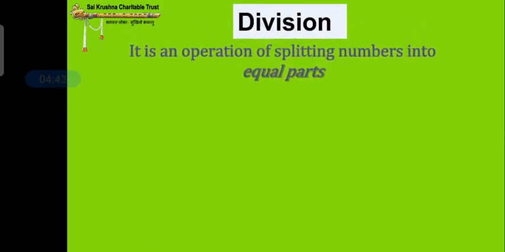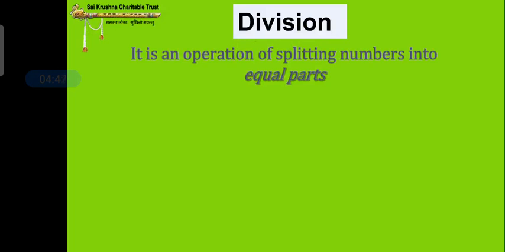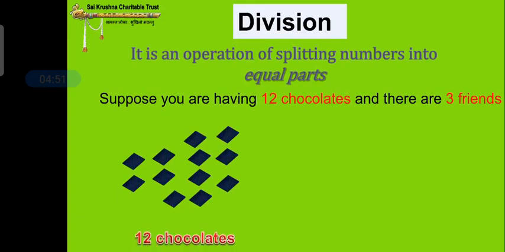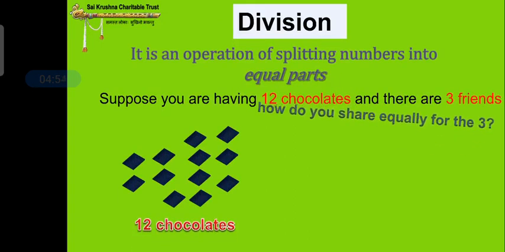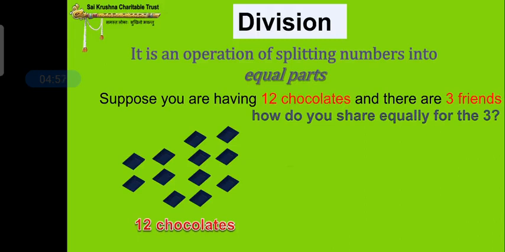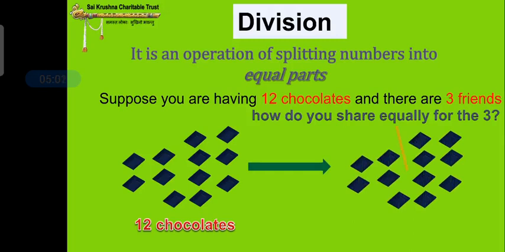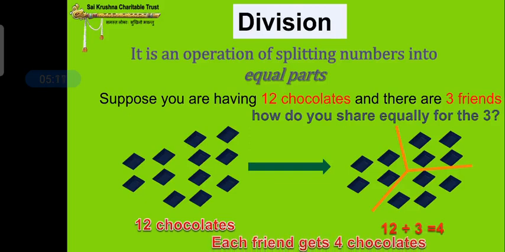Next comes the division. What do you mean by division? It is an operation of splitting numbers into equal parts. Suppose you are having 12 chocolates and there are 3 friends. How can you divide it equally among those 3 friends? It is like this. That is 12 divided by 3 is 4. So, each friend gets 4 chocolates.